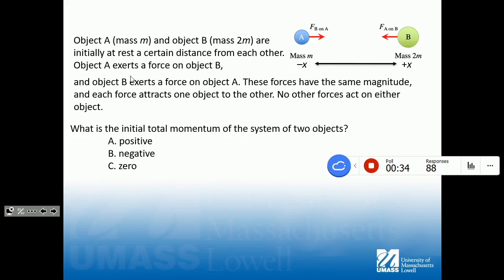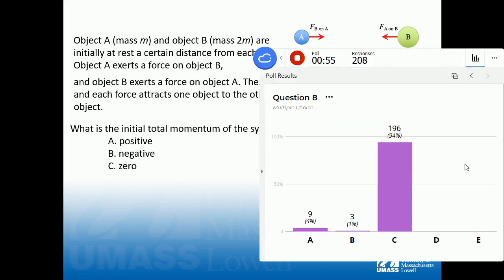It says initially at rest, correct? So the initial velocity of both objects is zero, meaning the initial momentum of both objects is zero. So the initial momentum of this system is zero. This makes sense? Okay, click.